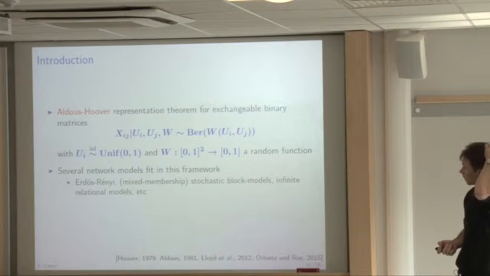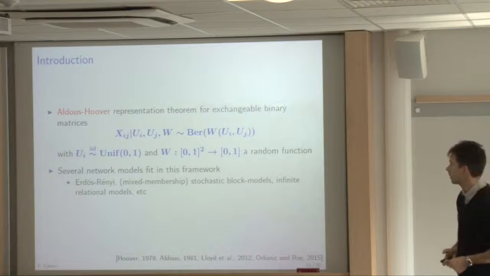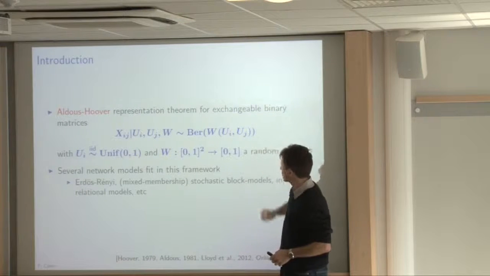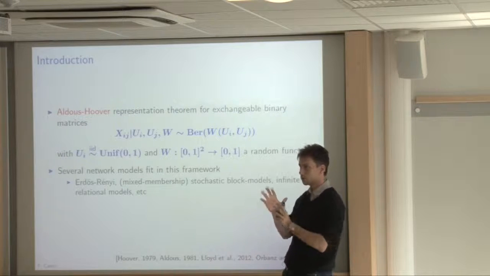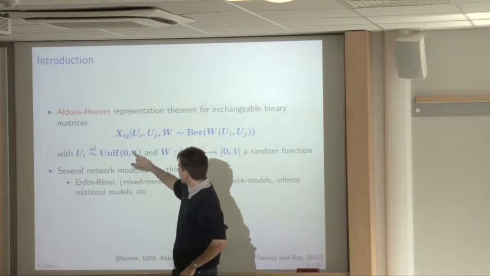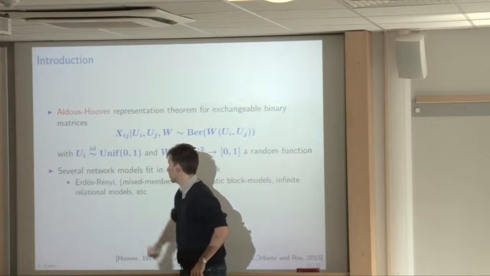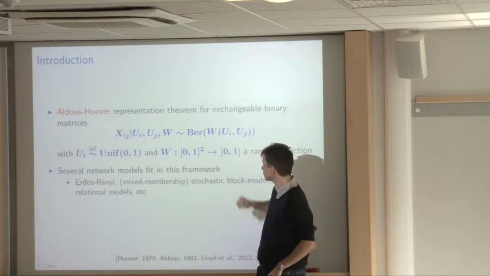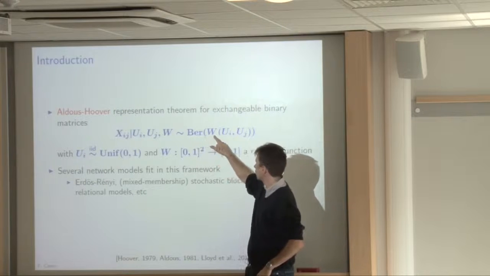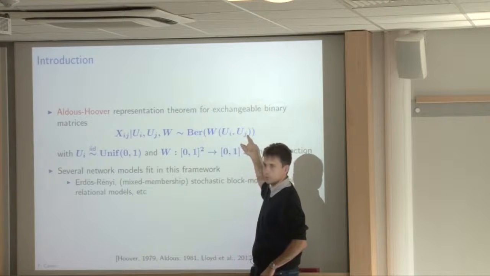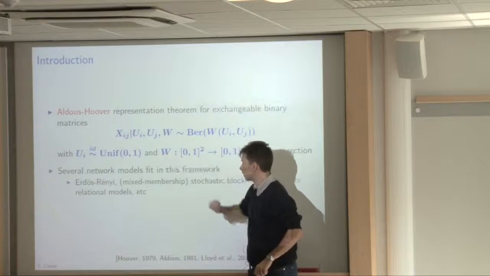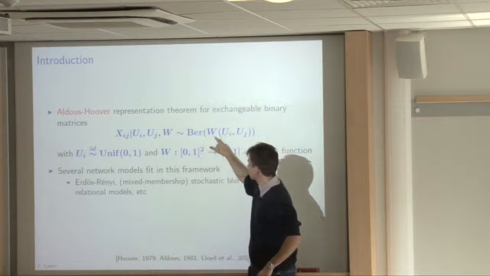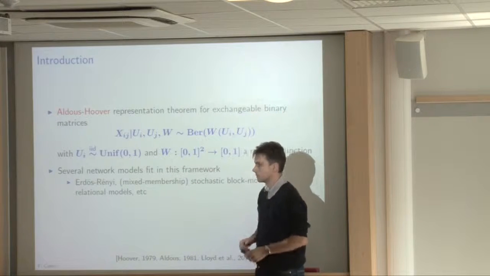Interestingly, there's a representation theorem by Aldous and Hoover. It takes the following form for exchangeable binary matrices. If you make this exchangeability assumption, then you've got this representation for the matrix. Xij, given some uniform random variables ui, uj and some function W from the unit square [0,1]^2 to [0,1], is just drawn from a Bernoulli distribution with probability of connection W(ui, uj). This function is called in the literature the graphon.